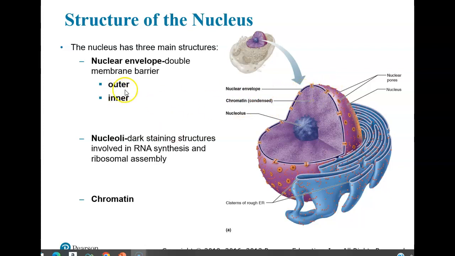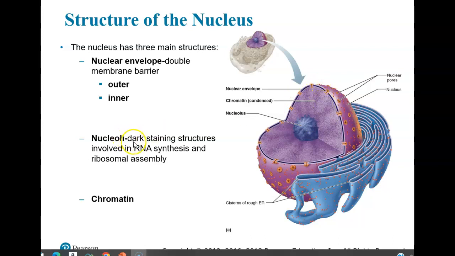Double membrane. The outer is continuous with the rough ER, and it's also embedded with ribosomes. The inner is the one that's deep to that, and it maintains the form of the nucleus. This is the part that acts as a scaffolding for DNA, because DNA is found within the nucleus in the condensed form, and it does attach to the inner membrane.